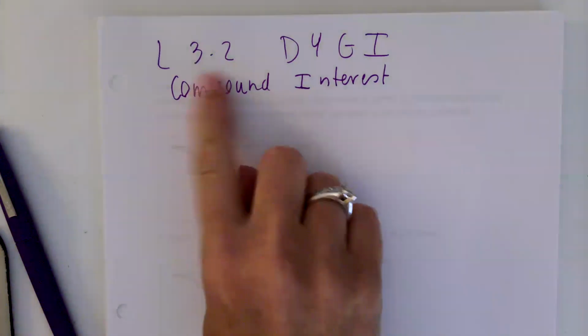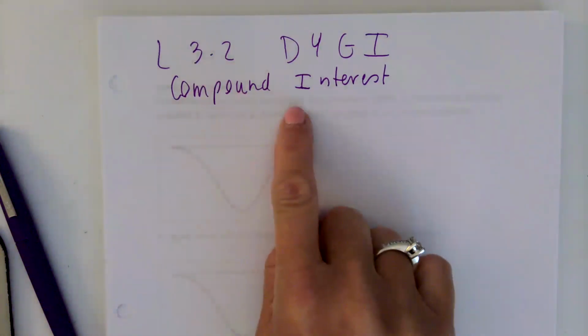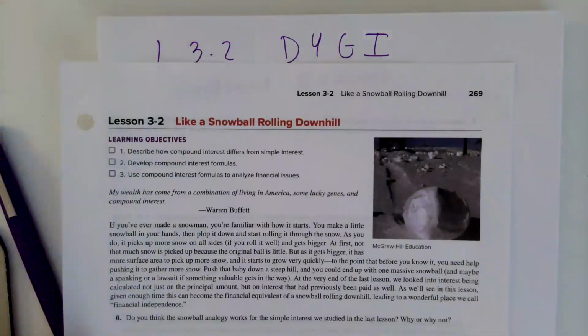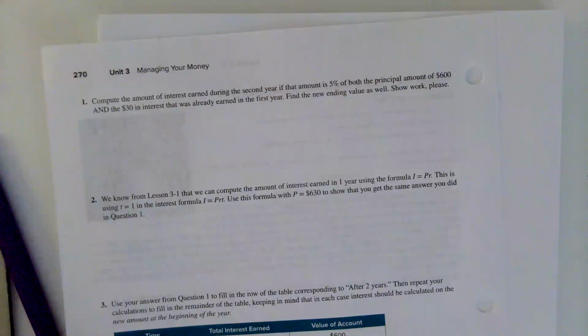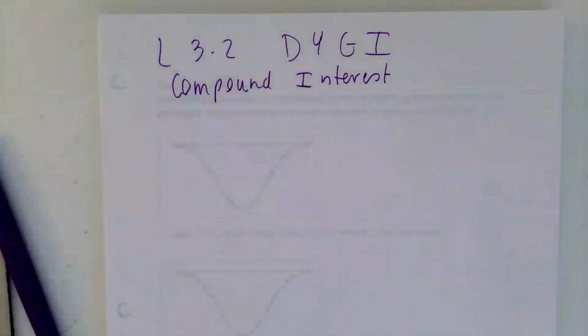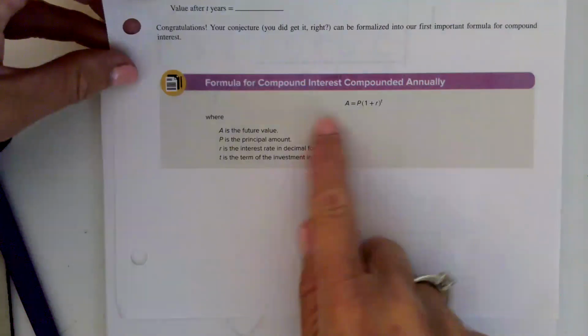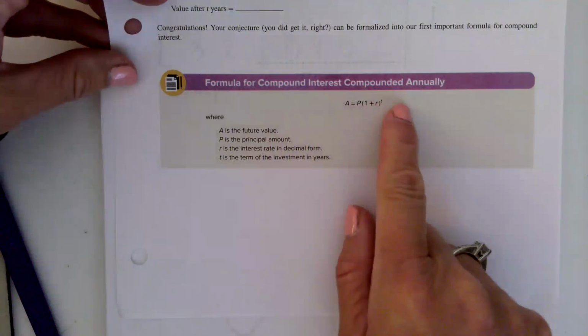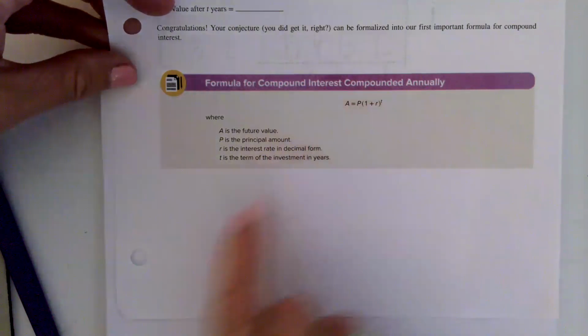This is from lesson 3-2. It's all about compound interest. And this is the lesson that you're going to turn to. We're going to be starting with this basic formula for compound interest, compounding annually.